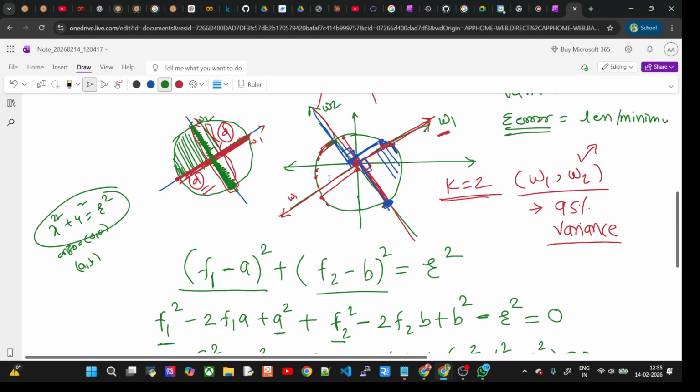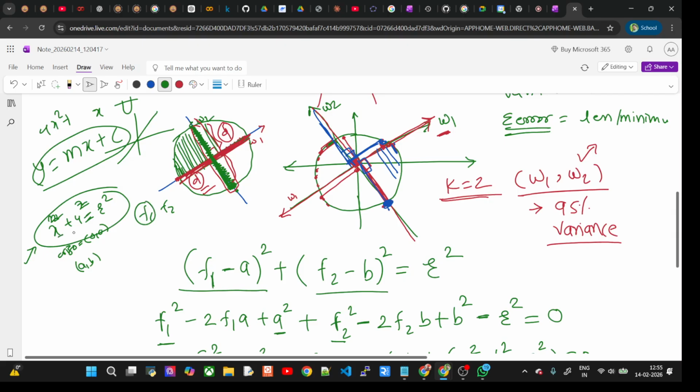Generally, the equation of the circle we write like this. Now, y equal to mx plus c is the equation of a line. Or for a parabola you say a x square plus something. So this is the equation of a circle: x square plus y square equal to r square. Generally in math the equation of a circle is x square plus y square. But instead of x and y, we take f1 and f2. Okay, x is f1, y is f2. So what you said is f1 square plus f2 square equal to your r square.